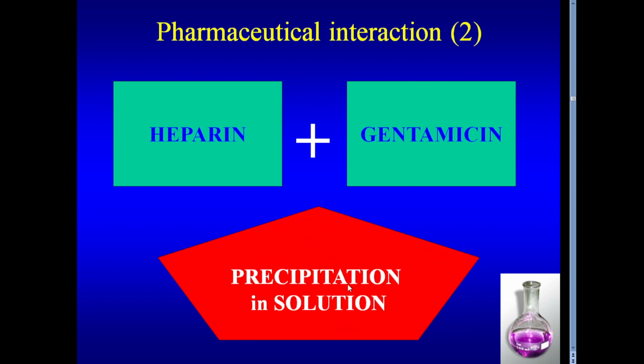Interaction of heparin and gentamicin. You know that heparin is a direct anticoagulant, and gentamicin is an antibiotic from the group of aminoglycosides. So, when we mix these agents in solution, we see precipitation. In the previous case, we saw nothing in mixing. In this case, we see precipitation, a change in the solution. Sometimes we see a change of color, a change of temperature. Of course, if we see something not normal, we mustn't use these combinations.